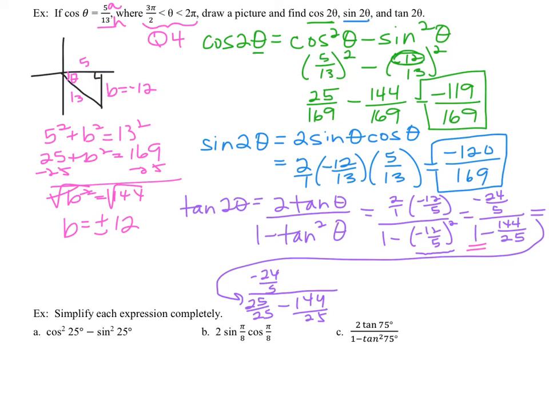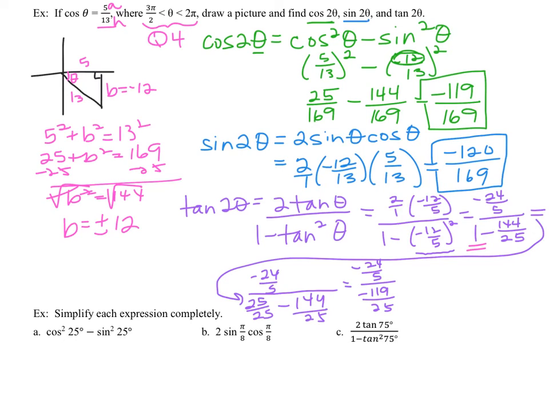All right, so if we have 25 over 25 minus 144 over 25, that simplifies the denominator. We'll keep the numerator again. And if we take 25 minus 144, we get negative 119 over 25.